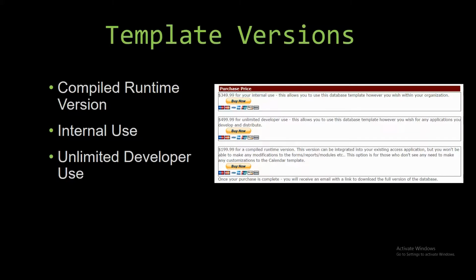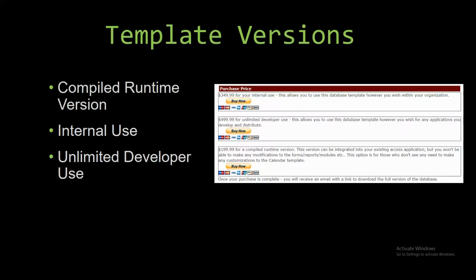With most of our templates that we offer, there are 3 different versions that you can purchase. A compiled runtime version, one for internal use, and one for unlimited developer use. The compiled runtime version is a run-as-is version without the paid full version of Microsoft Access, using free Access runtime from Microsoft. It can be integrated into your existing Access application, but you will not be able to make any modifications to the forms, reports, modules, etc. This option is more for those of you who don't see any need to make any customizations to the template.